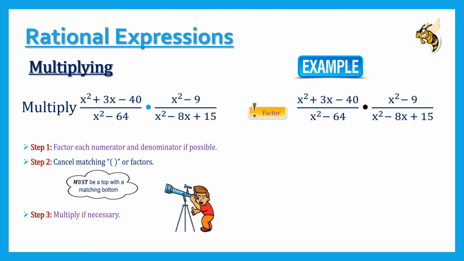So what do I want to know? Going from left to right in the top, I want to know what two numbers multiply to give me 40, but if I subtract, I get 3. And those two numbers are 8 and 5. Now, because it's a negative C, one has to be positive and one has to be negative. How do you know which one is which? You focus on the largest factor.